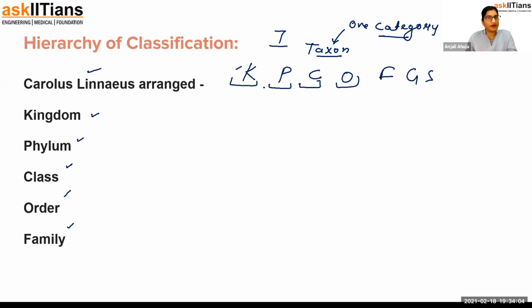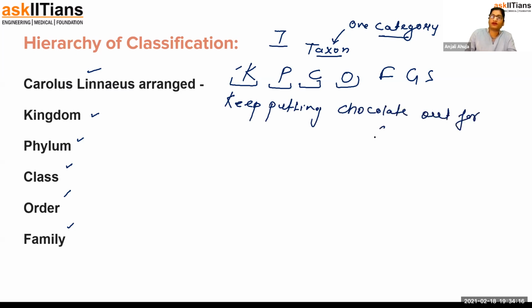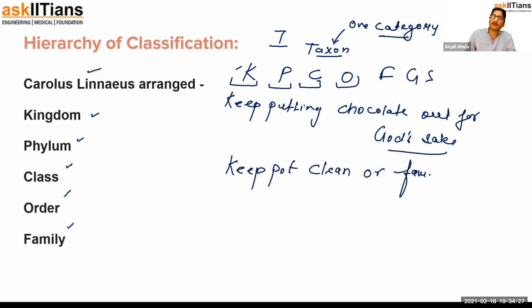Now, how do you remember the sequence? Keep putting chocolate out for God's sake. Or you can remember it like keep pot clean or family get sick. So these are the ways you can follow to remember the same, but this is a sequential pattern. This is the hierarchy. Kingdom is the largest one.